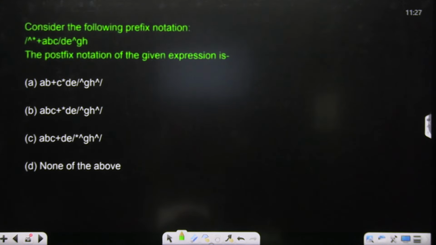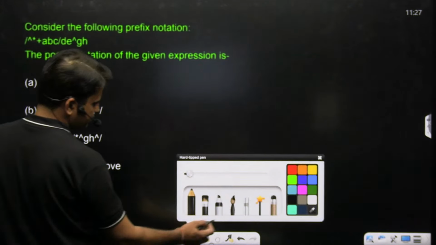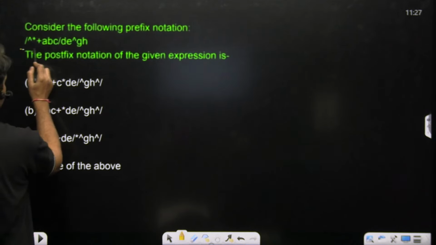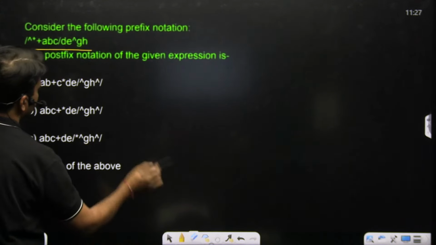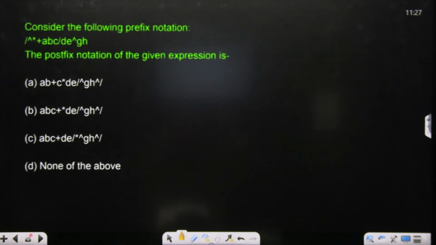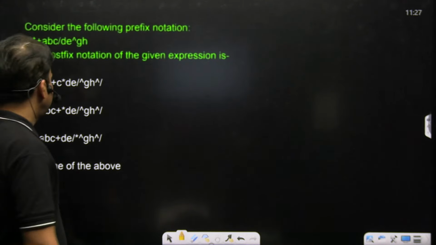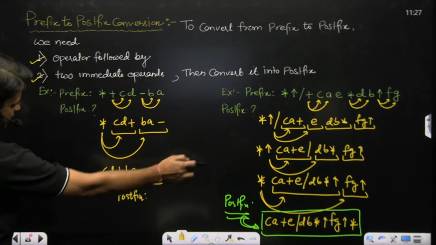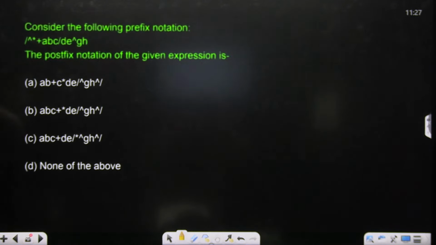What is the right answer for this question? Postfix notation of the given expression. Prefix is given. You have to convert to postfix. This is a prefix string, read this string. Convert into postfix. What is the right answer? This question is just like the previous question, students, right? Just this type of question. Solve and reply with the answer.